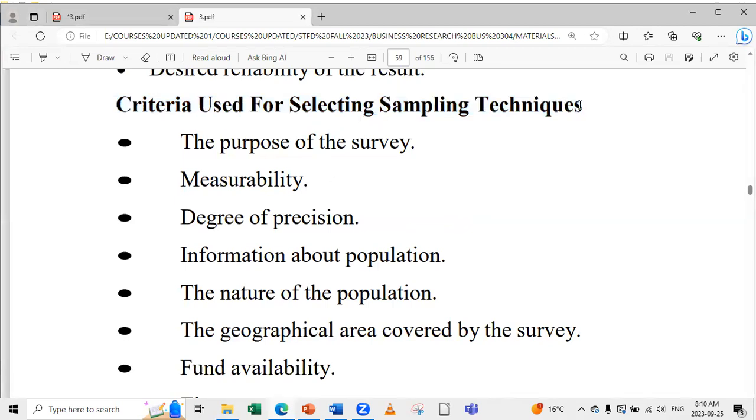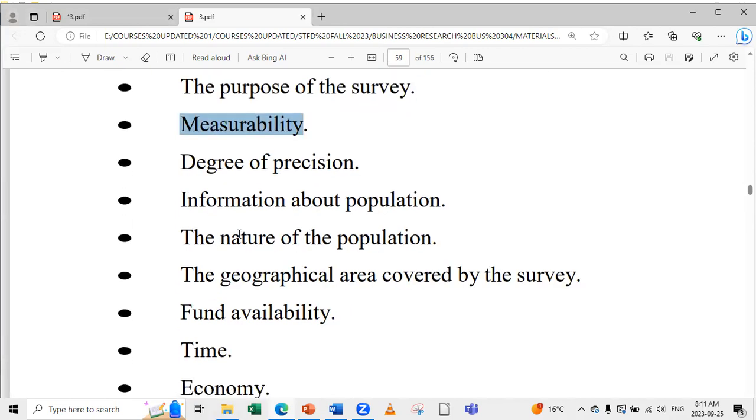But what are the criteria for when I will use this and when I will use that? When will I use probability sampling, and when will I use non-probability sampling techniques? It's based on the purpose of the survey and the measurability. How can I measure the degree of precision? How precise or accurate do I want to be?